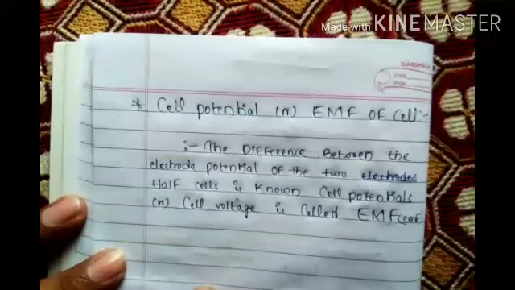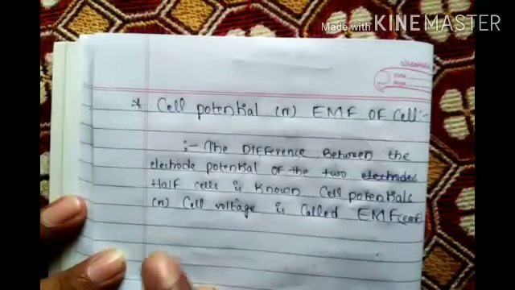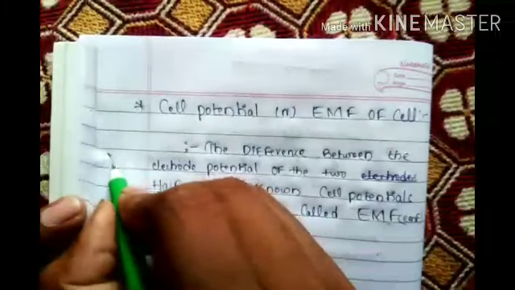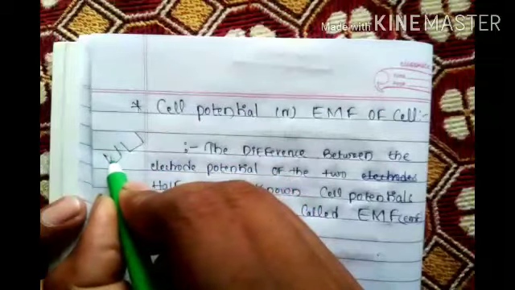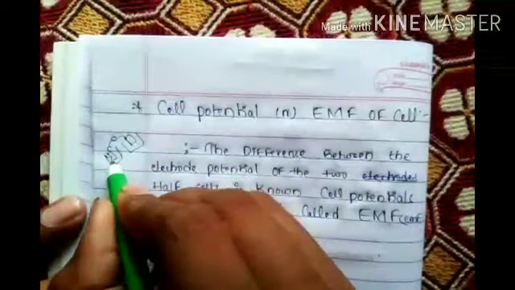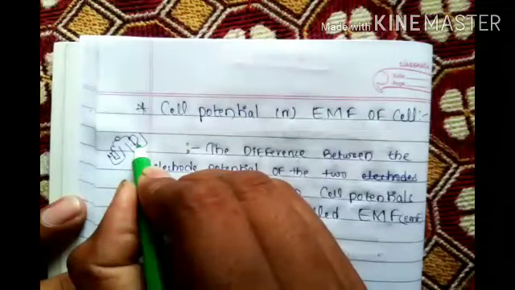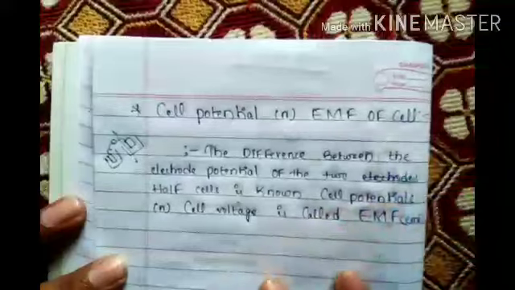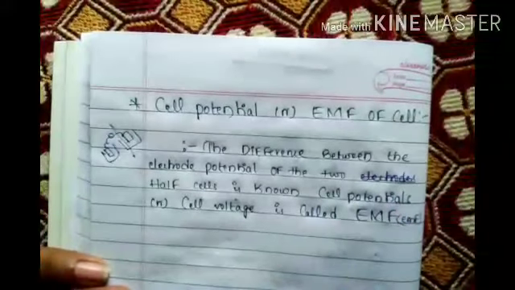See, this is the difference between the two cells. Two cells are there, right? One side one, other side one. The difference between these two cells, here how much current, here how much, that difference is called EMF or cell potential or cell voltage.